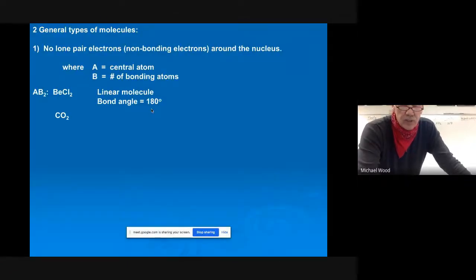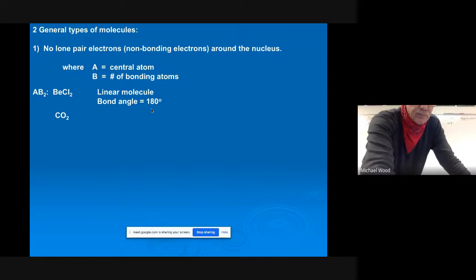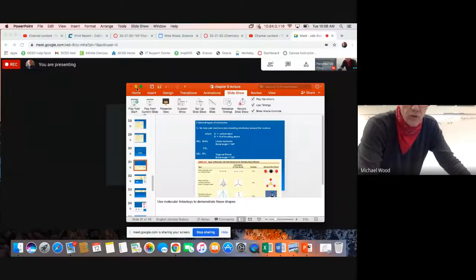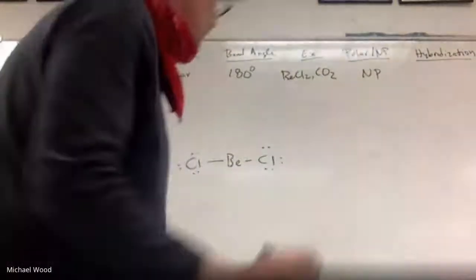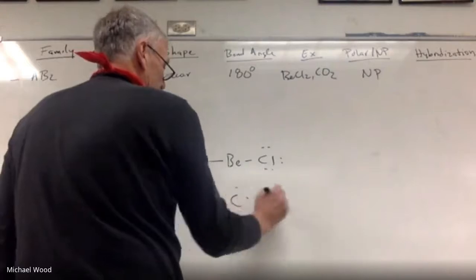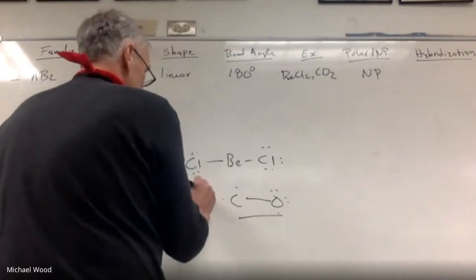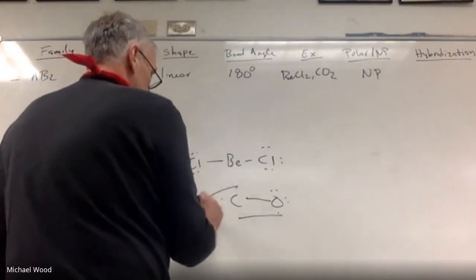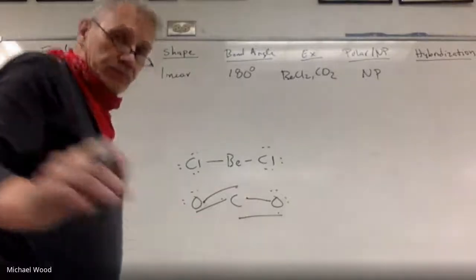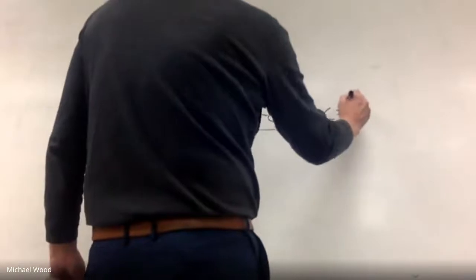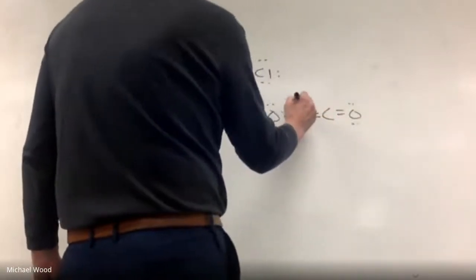Okay, so we just did BeCl2, now CO2. So I'm going to do the dot structure for CO2. So remember CO2, the dot structure for CO2. So here's the old way we used to do it. And we pair up the single dots. So what we get in CO2 then is we get carbon with a double bond here and a double bond here.